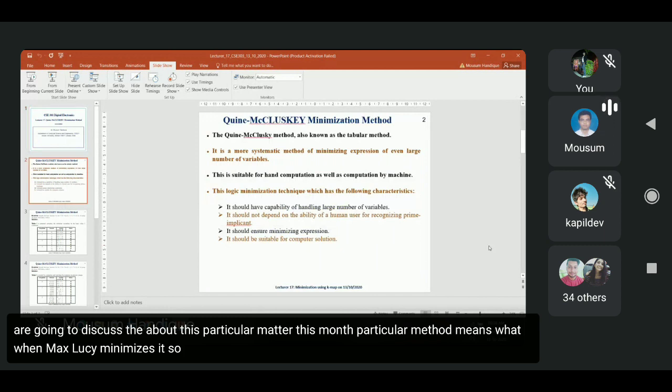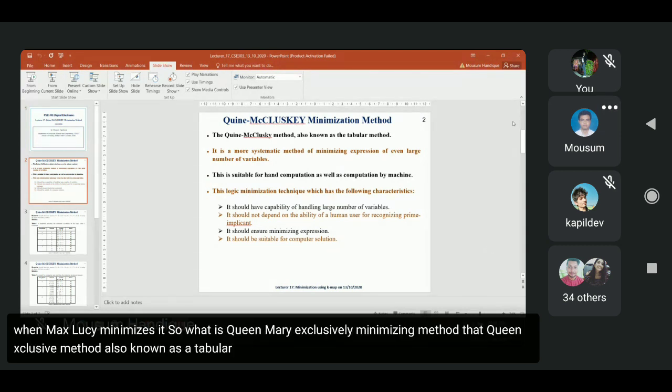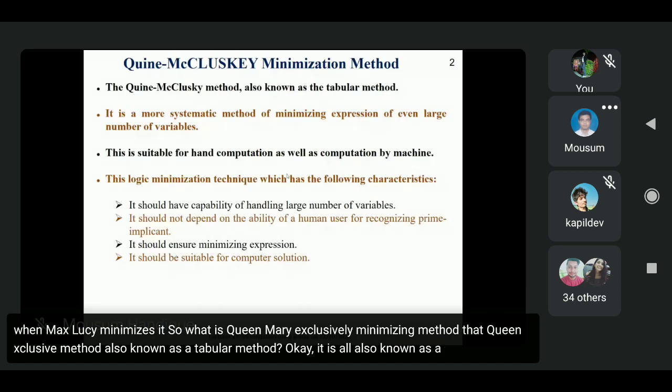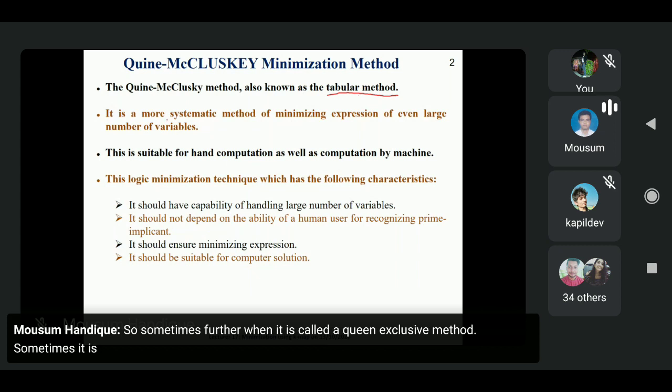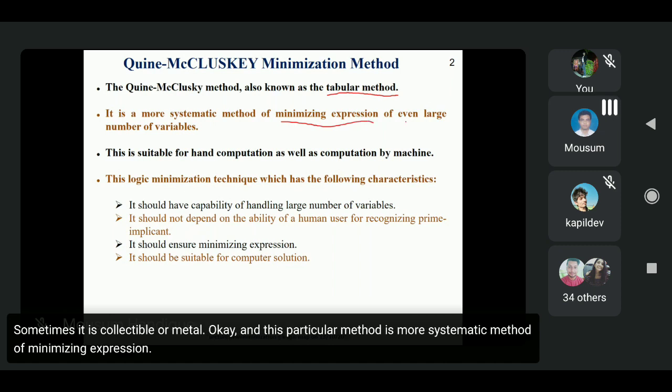So what is the Quine-McCluskey minimization method? The Quine-McCluskey method is also known as the tabular method. Sometimes it is called the Quine-McCluskey method, sometimes it is called the tabular method. This is a more systematic method of minimizing expressions, even with a large number of variables.